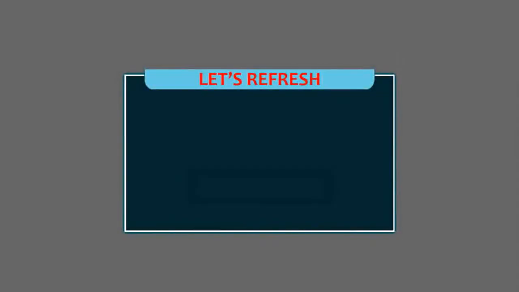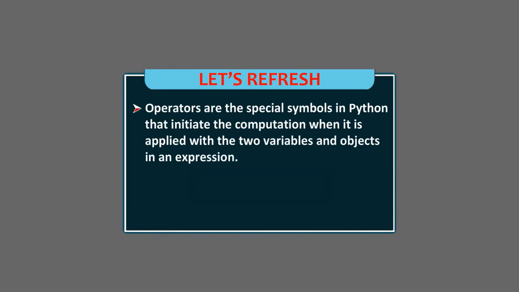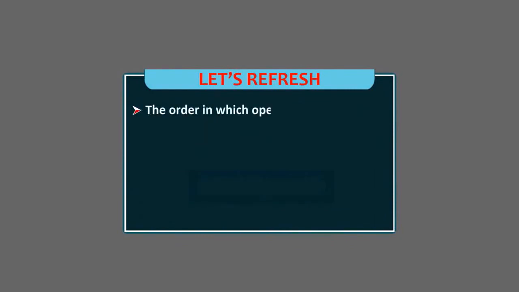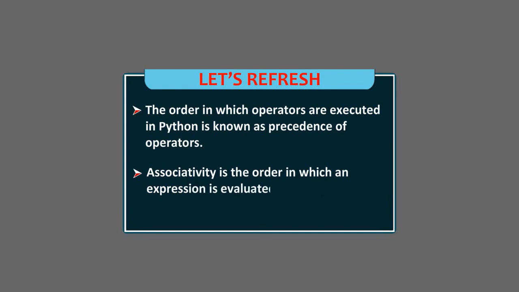Let's refresh. Operators are the special symbols in Python that initiate the computation when applied to variables and objects in an expression. The operators allowed in Python are arithmetic operators, relational operators, and logical operators. The order in which operators are executed is known as precedence of operators. Associativity is the order in which an expression with multiple operators of the same precedence is evaluated.